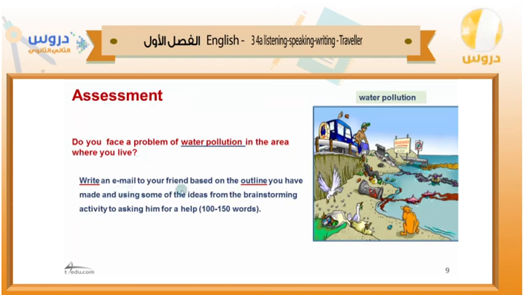Write an email to your friend based on the outline you have made and using some ideas from the brainstorming activity, asking him for help. Try to use 100 to 150 words. Actually, about this photo, I can write too many pages because seeing this photo is really bad. If we keep polluting rivers, seas, and oceans, we're not gonna leave any clean environment or water for our children and grandchildren.